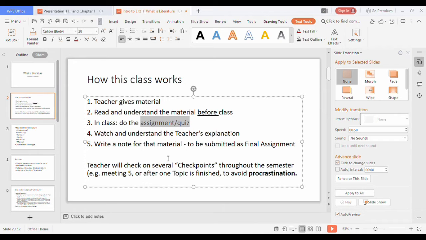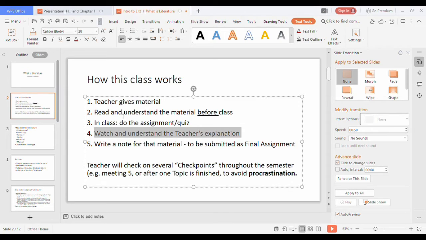I don't give you the truly hard articles because this is the introduction class, and I want all of us to get a feeling, to get a taste of what academic journals or academic articles are like. So after you do the assignment and quiz in the period of the class, you should watch and understand the teacher's explanation, the one that you're doing right now.